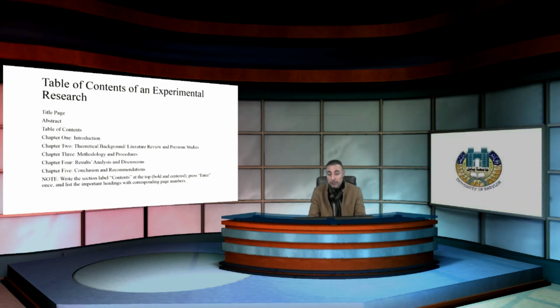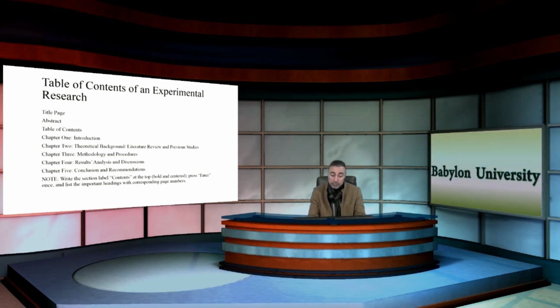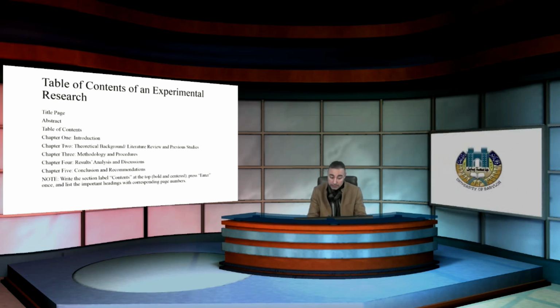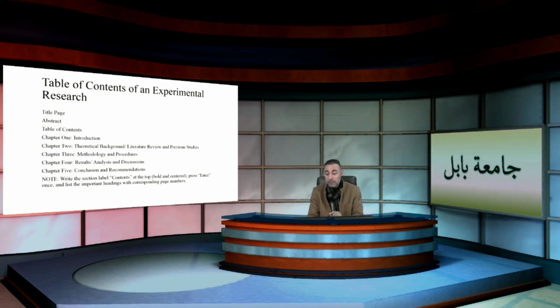Then we have the table of contents of an experimental research. This is the second type of research that we have talked about. It also includes first the title page. Of course, you put the title page on the first page, so you can tell the reader this is the title of my research paper, and then the abstract, and then the table of contents. These are similar to the descriptive one. Then chapter 1, introduction, and chapter 2, theoretical background and literature review, because you are going to tell people about the theme or plot of your studies.